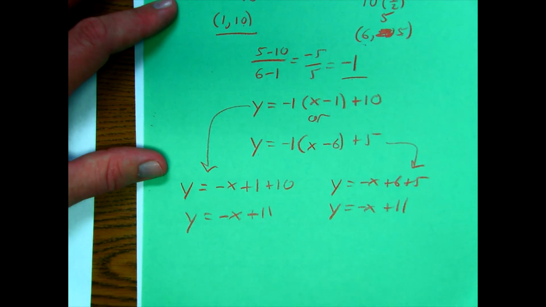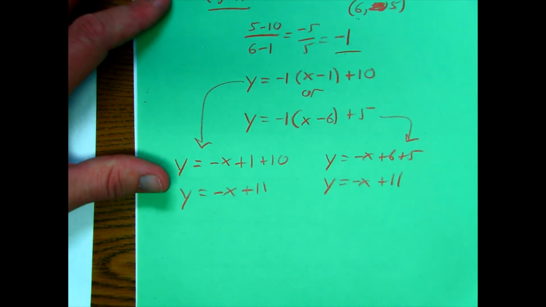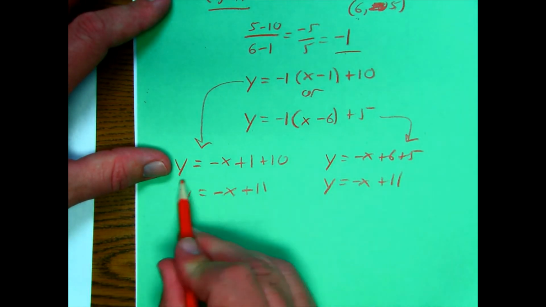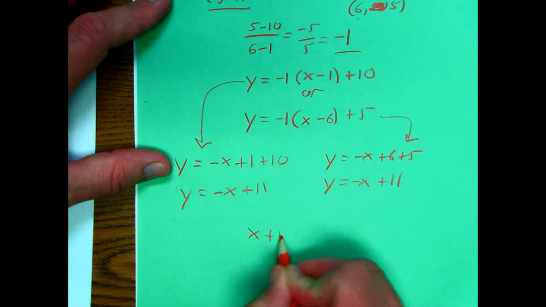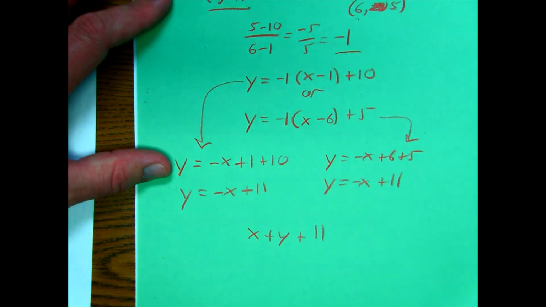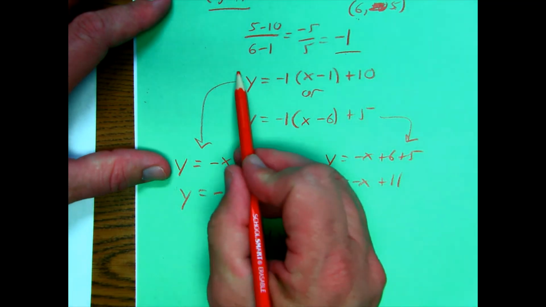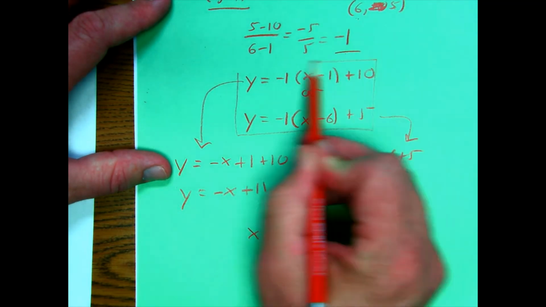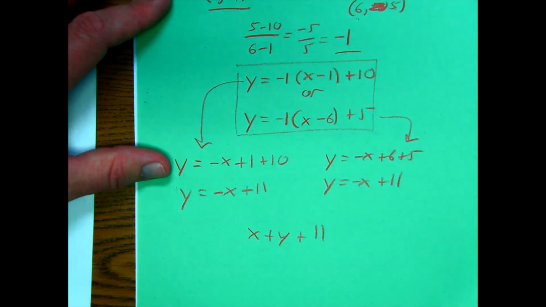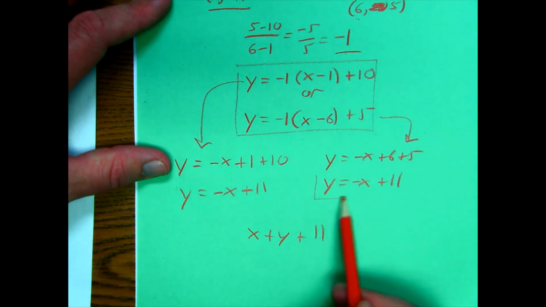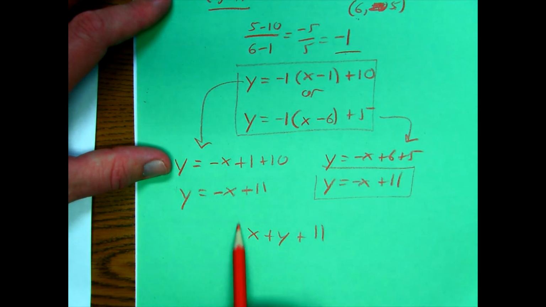If for some reason you need a final answer in standard form, take the x, put it all the way over, x plus y is equal to 11. So either one of those, you don't have to write both, would be the equation of the secant line in point-slope form, which is typically the way that you're going to answer these questions. If you have to get it into slope-intercept form, if you have to get it into standard form.